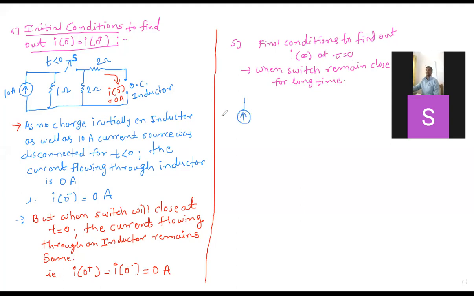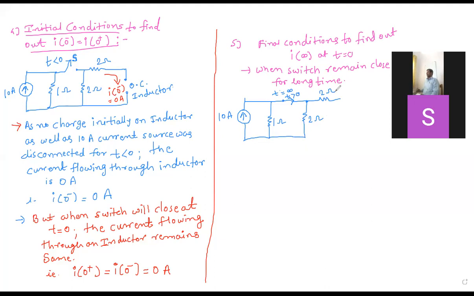So this is the 10 ampere current source. This is 1 ohm. The switch you have to show as closed, and at t equal to infinite, t is greater than 0, you can consider. This is 2 ohm. This is 2 ohm.